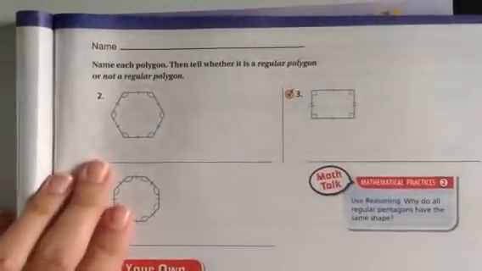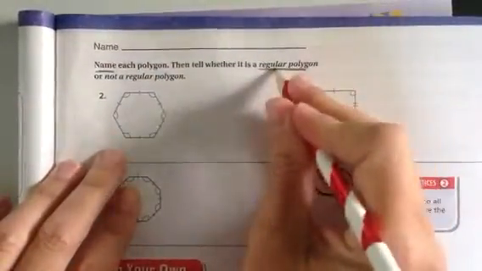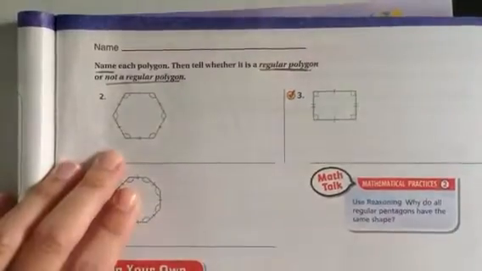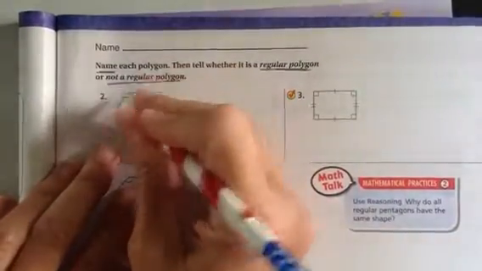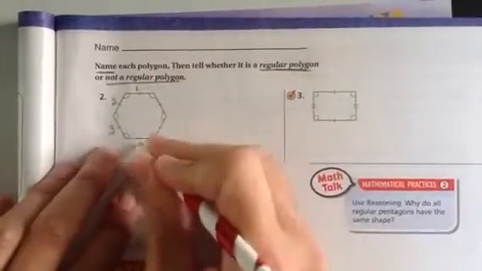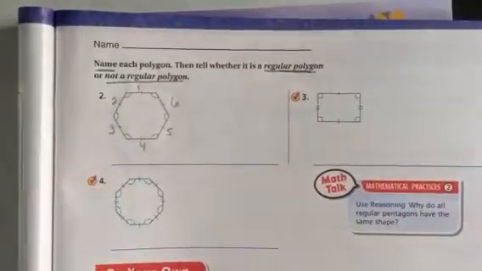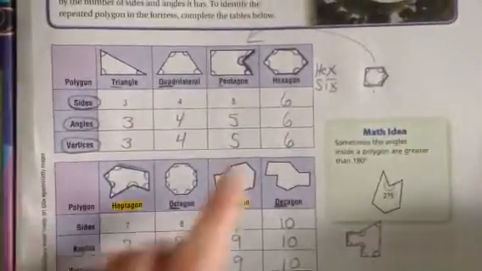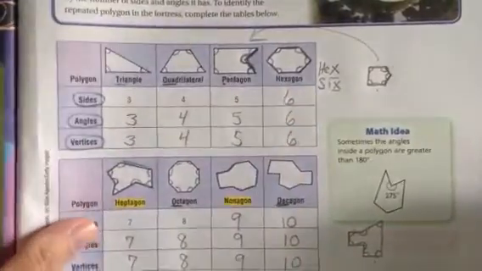Okay, here's a few more. So again, we're naming the polygon, and then we're deciding if it's a regular or not a regular polygon. First things first, we're going to look at the number of sides, and we can number these 1, 2, 3, 4, 5. So it is a 6-sided figure. Again, if you're not sure, go back to that slide. A hexagon is a figure with 6 sides, angles, and vertices. So that's going to be a hexagon.